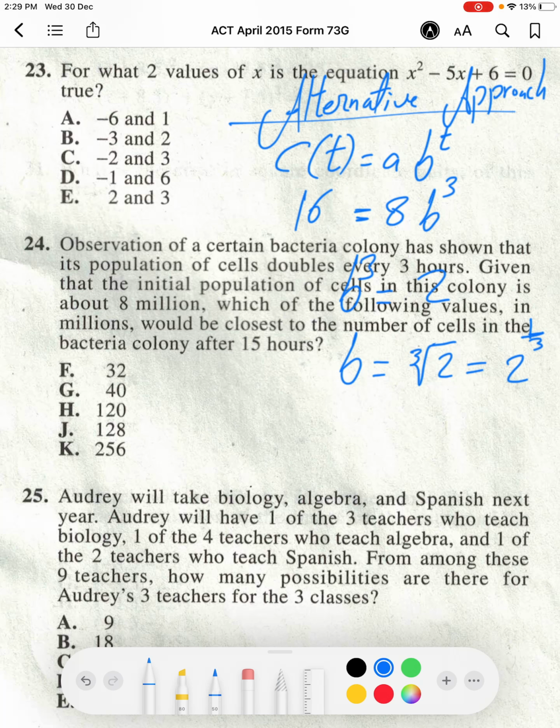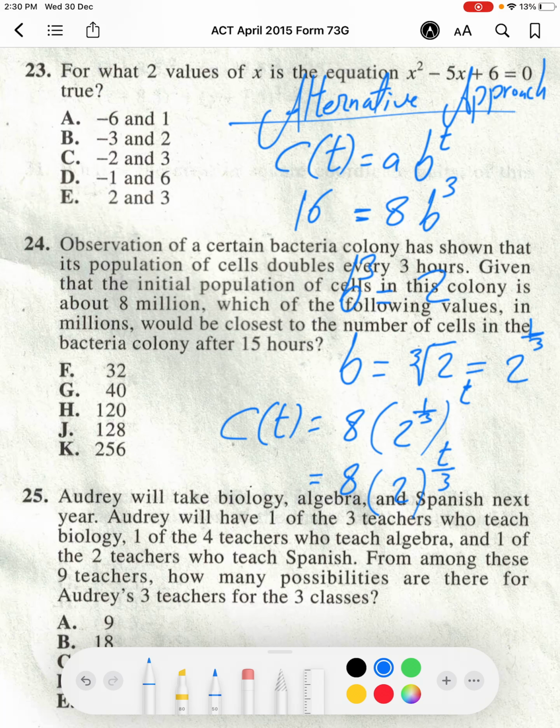Okay? Now I can rewrite the equation as C of t equals 8 times 2 power 1/3 raised to the power of t. Now we can multiply the inner power by the outer power. So C of t equals 8 times 2 power t over 3.